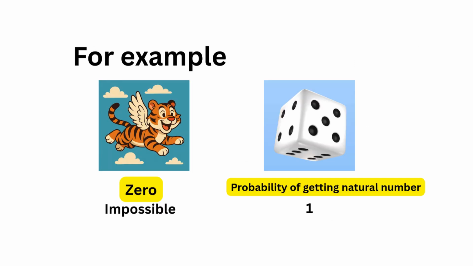Now we will go to different examples. The first example we can see on the left side we have a flying tiger. Now, while that might look fun, the probability of seeing a real tiger with wings is exactly zero. That's what we call an impossible event. On the right, we see a regular six-sided die. If you roll it, you are guaranteed to land on a natural number 1 to 6. So the probability of getting a natural number is 1, or certain.